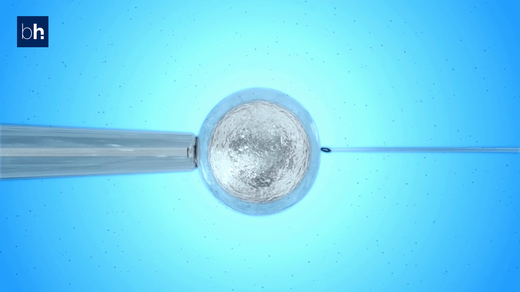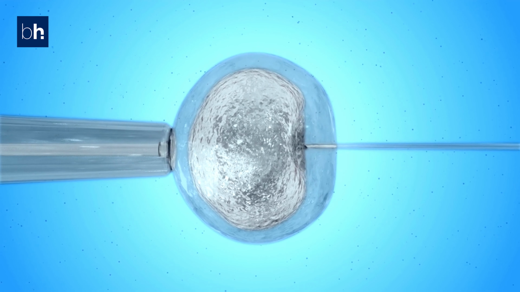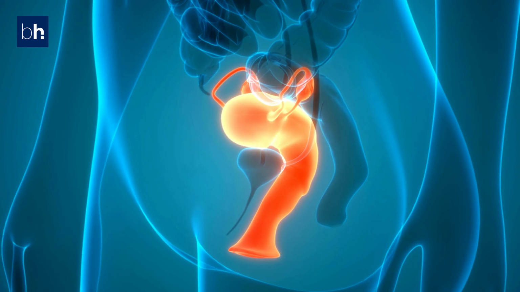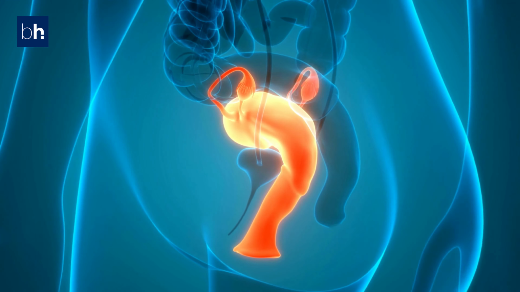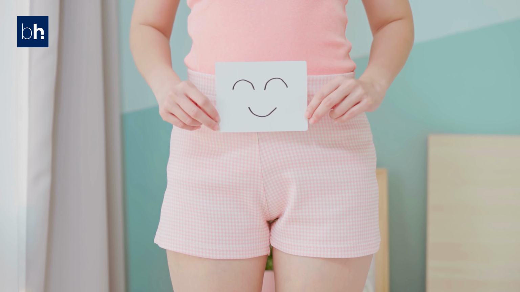Our menstrual cycle is controlled by a complex interplay of hormones that triggers the growth and release of an egg from your ovaries. This process, known as ovulation, is the most fertile time of your cycle, and usually occurs about halfway through your menstrual cycle.